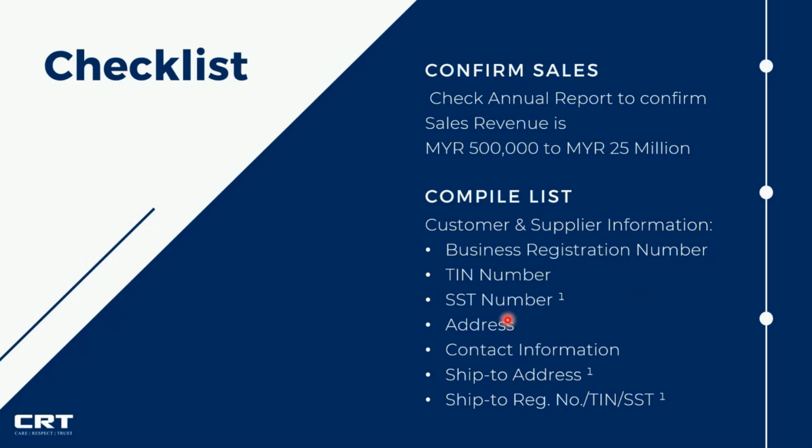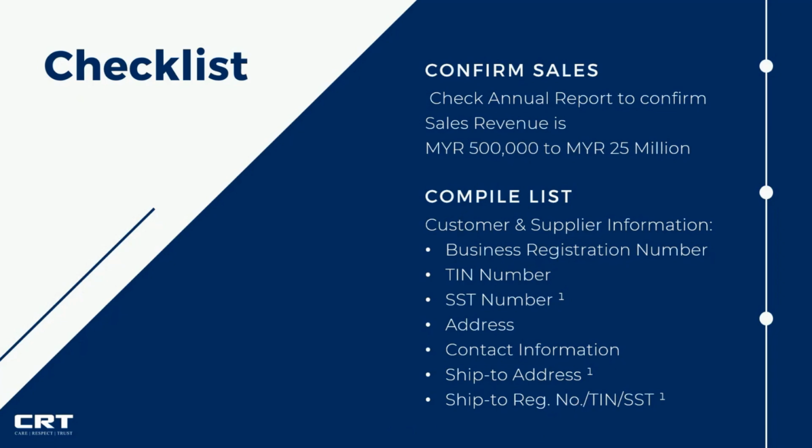This might take some time for you to housekeep all this information. Also the contact information, for example the phone number, the emails, all this. And the ship to address. If they have any ship to address, you will need to get it from them also, and also well structured, not every single piece of information in one address field. It will need to be split into country, postcode, state, all those. And lastly, you will need to get the ship to registration number, TIN number, and SST number if they have any.